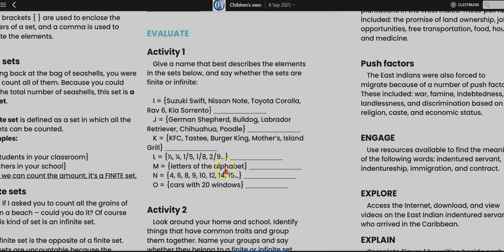Letters of the alphabet. This would be finite as well, because we know there are only 26. So we have 4, 6, 8, 9, 10, 12, 14, 15. But these 3 little dots mean that they continue. Okay, so this has to be infinite. Cars with 20 windows. That's going to be an empty set.